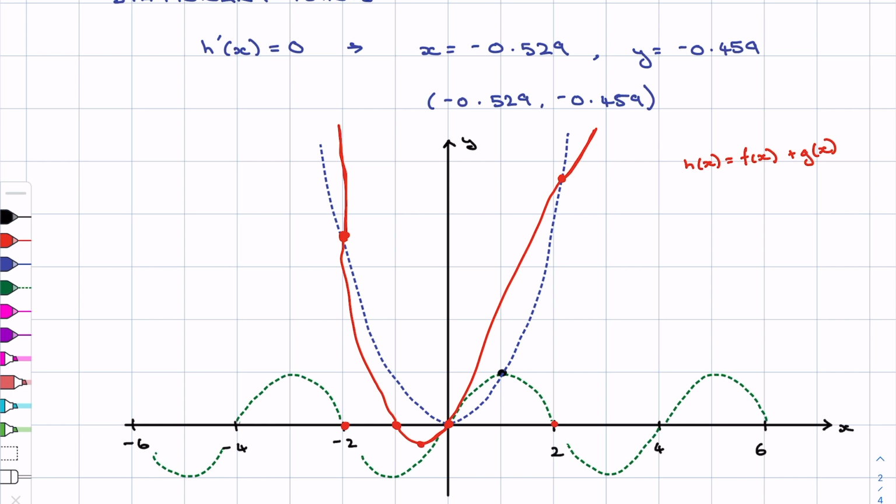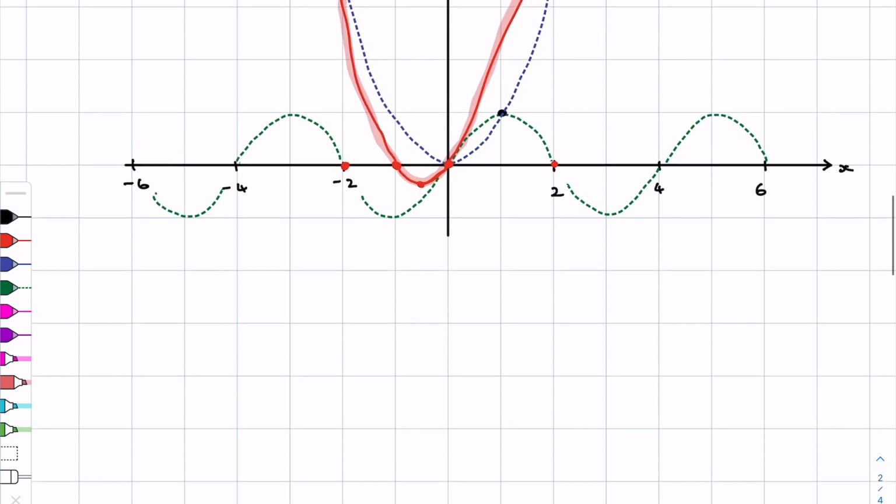Now I'll just highlight this so that we can follow. Just remember it's a sketch. Okay, I'm doing it by freehand. It just gives us an idea of what it would look like. Okay, and such is the sketch of h(x) equaling f(x) plus g(x).